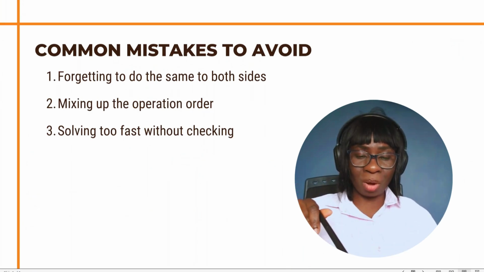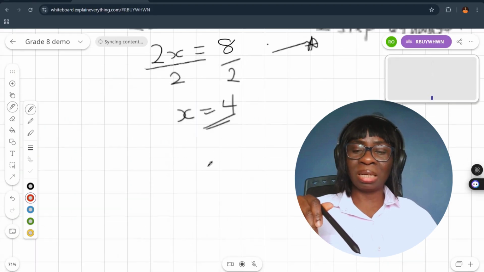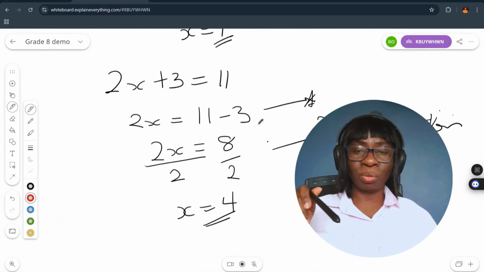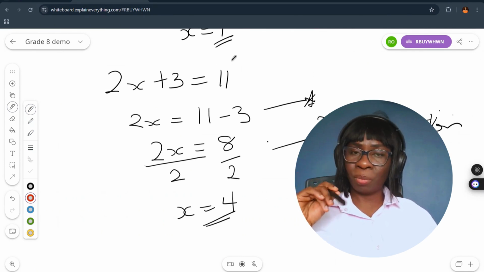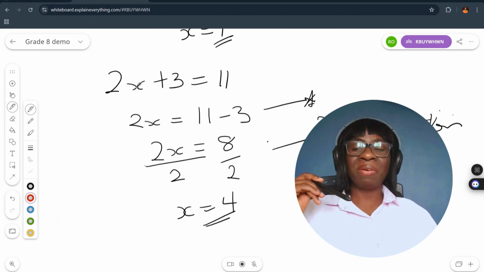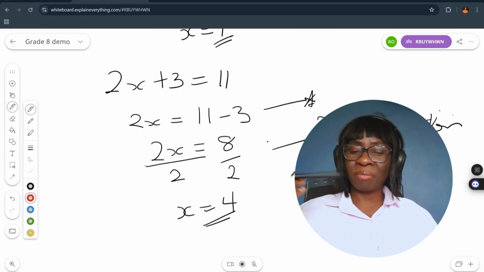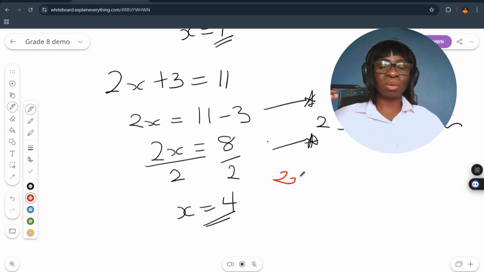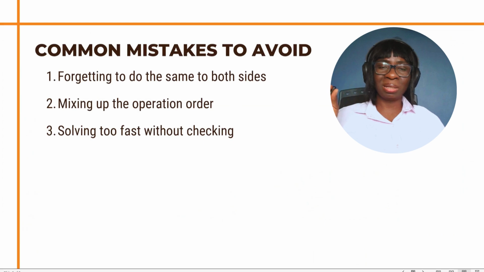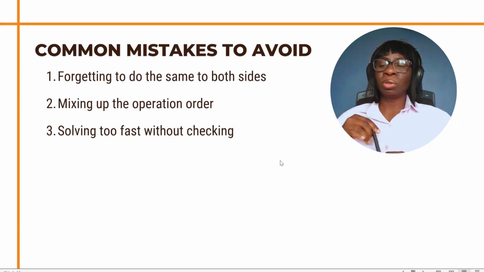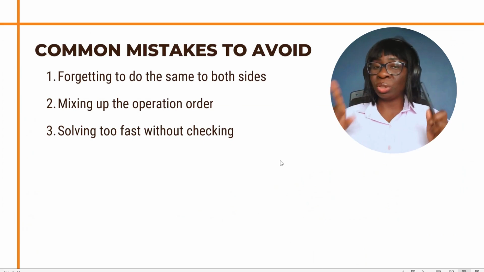And still on operation order, look at this last two-step equation we solved. Realize that the first thing we did was to subtract from both sides before we divided. If we had divided first, it would have become complicated. Assuming we said 2x plus 3 equals 11, and the first thing we did was to divide by 2, you would just complicate the whole equation. So you don't mix up the operation order.